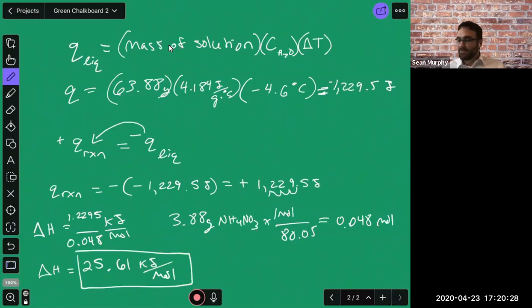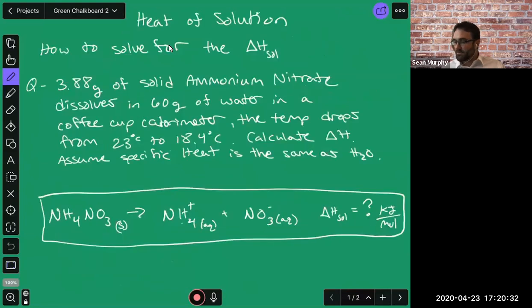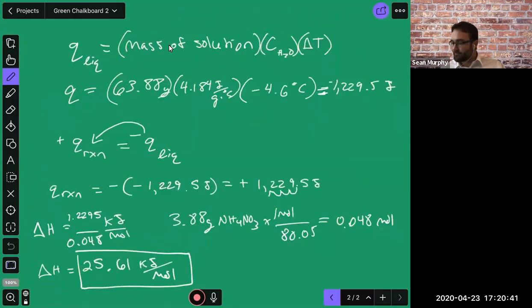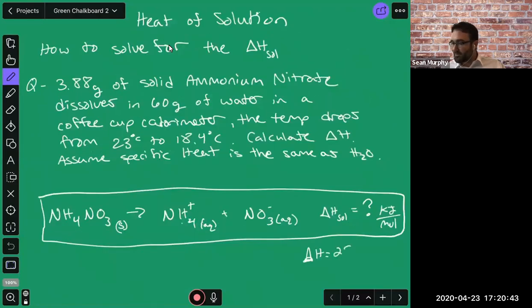And that is that in regards to our delta H equals, what was it, 25.61 kilojoules per mole. And that's how you solve delta H when it's not provided for you in terms of the thermochemical equation.